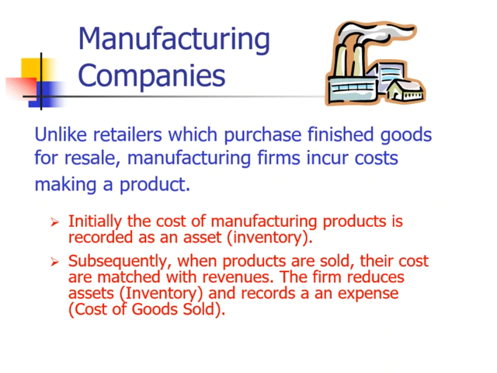And finally, the challenges will even get greater when we consider manufacturing companies, which, unlike retailers, don't purchase finished goods for resale. They incur costs in making a product. Initially, the cost of manufacturing a product is recorded as an asset. So all of the direct materials, the direct labor, the manufacturing overhead will get recorded as an asset. Then subsequently, when the products are sold, their costs are matched with revenues, and the firm will reduce assets, inventory on their books, and record an expense, which will be cost of goods sold.